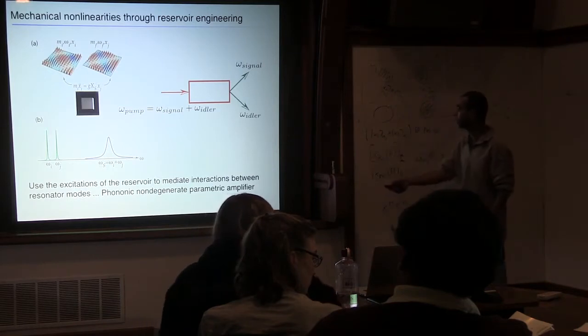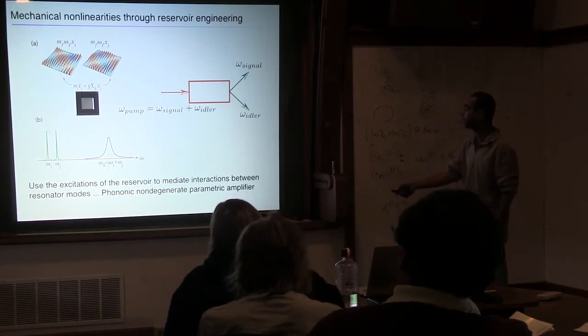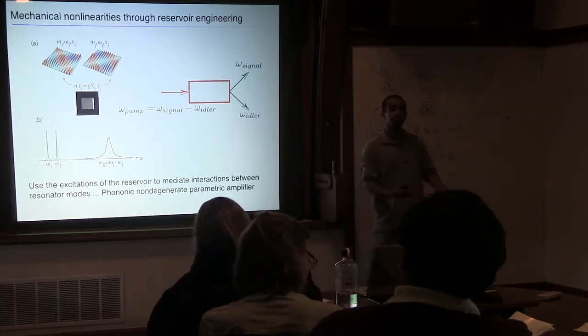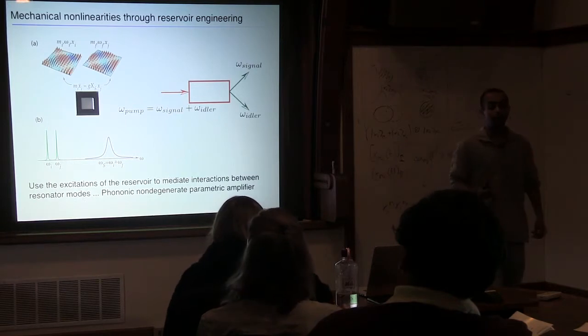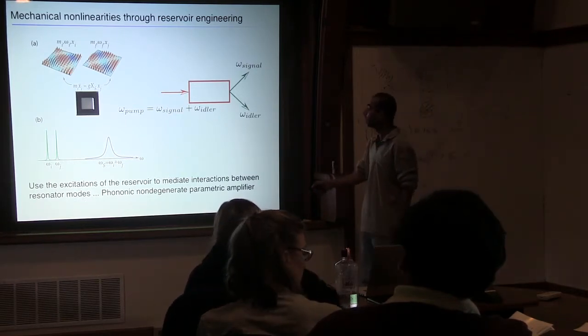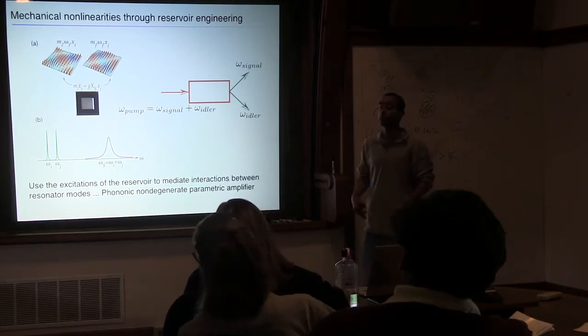And in such a case, where a substrate excitation is roughly at the sum frequency of two membrane modes, I have something which is exactly a phononic version of a degenerate parametric amplifier. Okay? And this can be a very, very strong nonlinearity because the quality factors of these modes are actually extremely large.